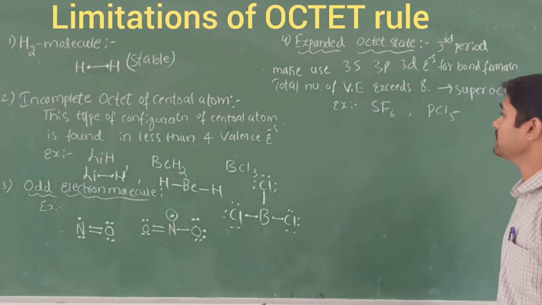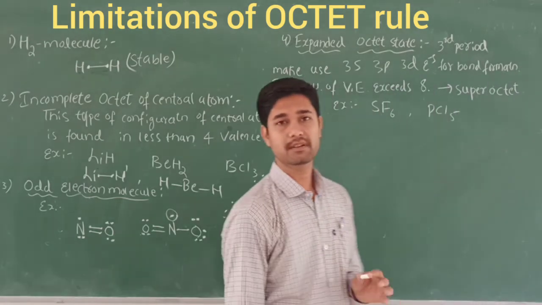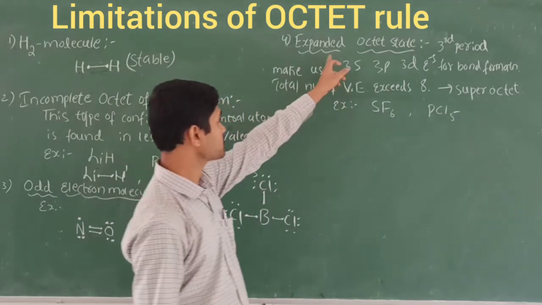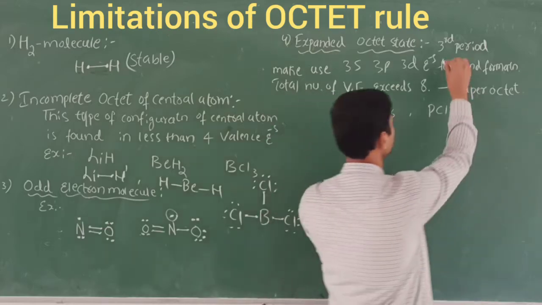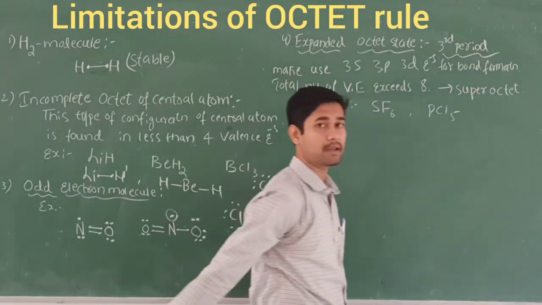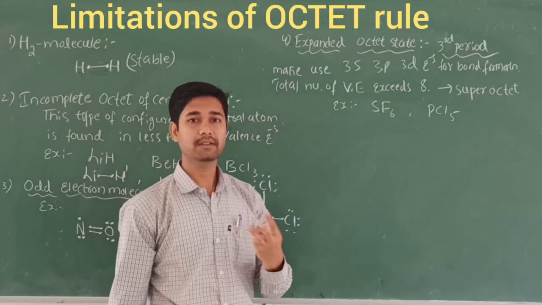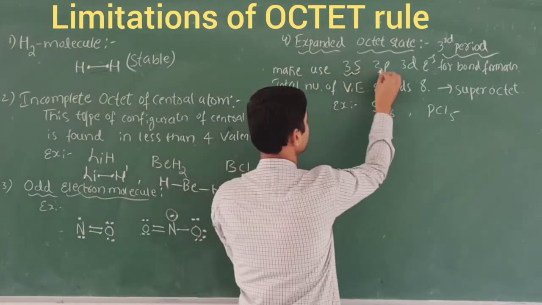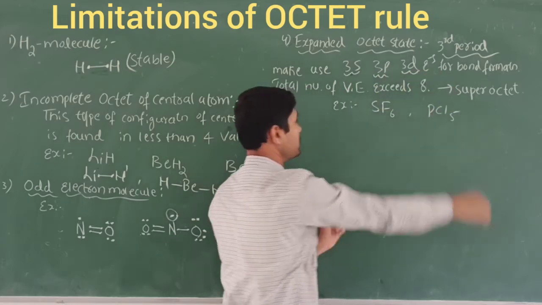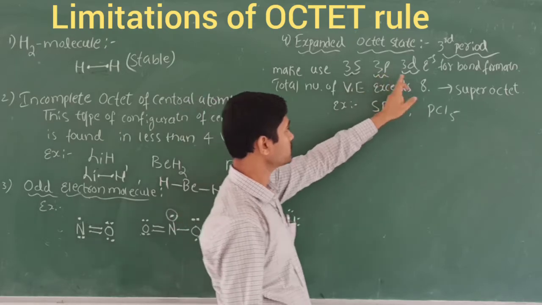Next one, fourth one, that is called expanded octet state. Expanded means extra. These expanded octets are especially for elements which come under the third period of the periodic table. In the third period, the principal quantum number will be 3, so they will have the 3s orbital, 3p orbital and 3d orbital, and they are going to make use of them.